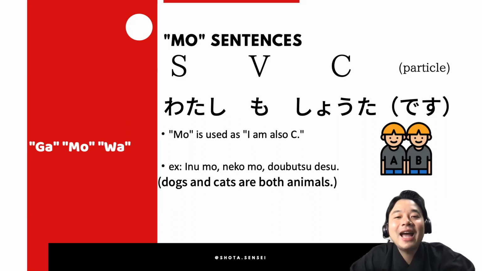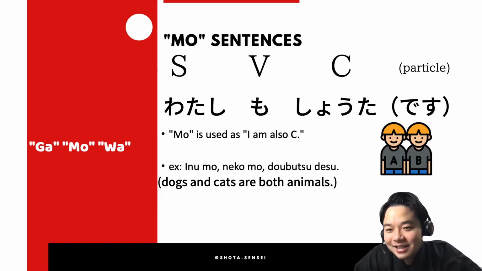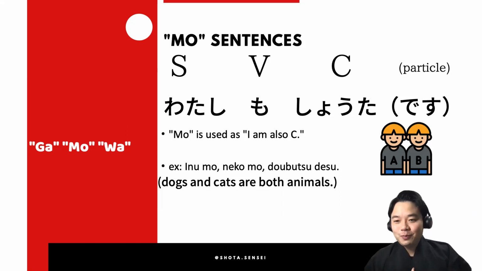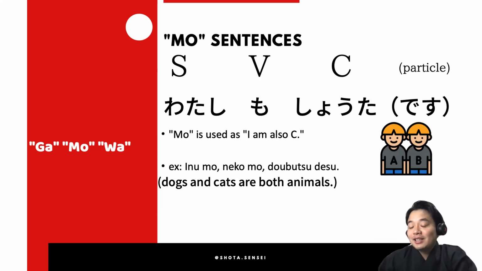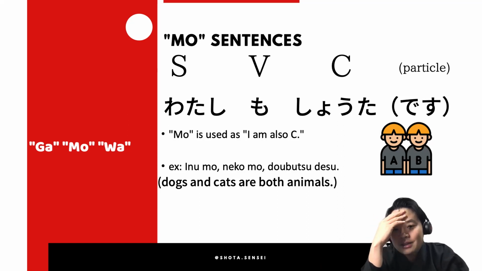Mo is used as I am also the complement. In this case, the complement is Shota, my name. So if you say this, 私もShotaです, it means I'm Shota too. I am also Shota. For example, in this case, when I somehow meet someone for the first time and his name is Shota, well, that's such a coincidence, right? And then you say this, 私もShotaです. That's funny, right?